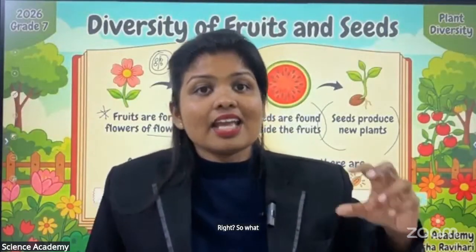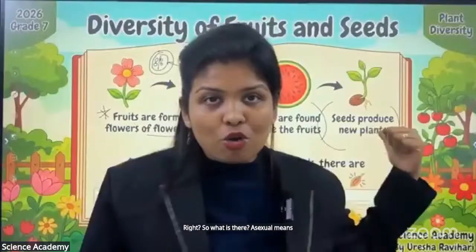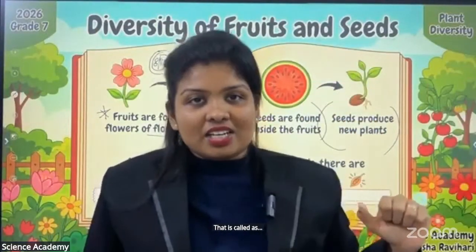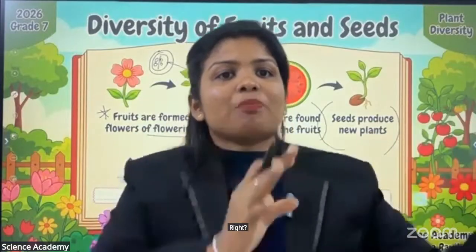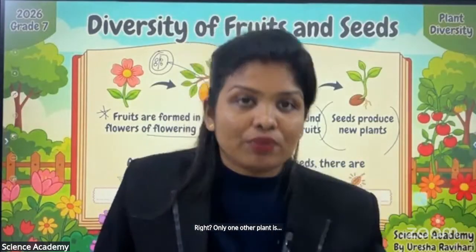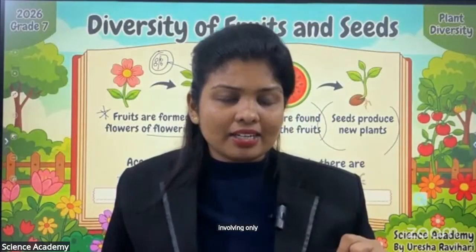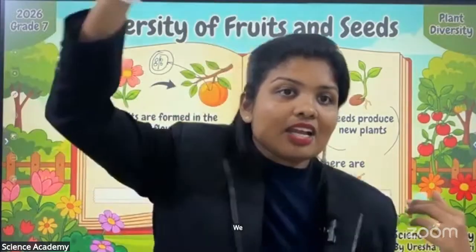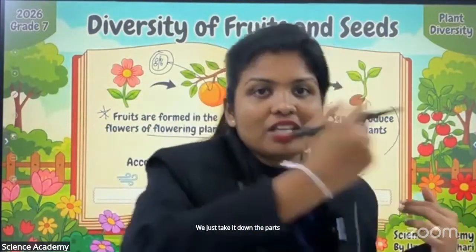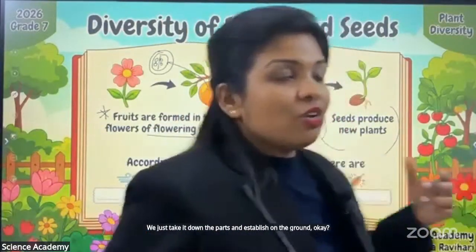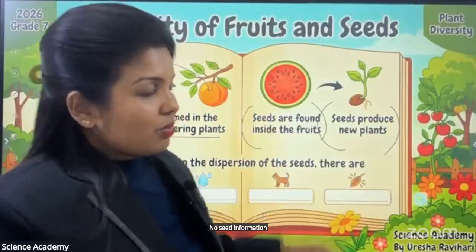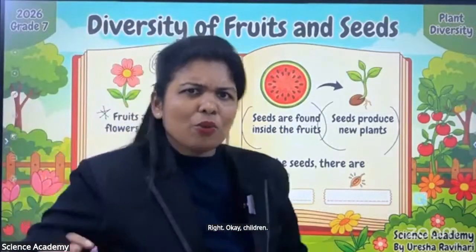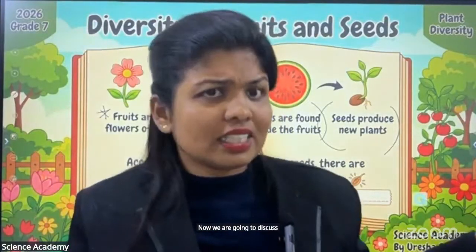So asexual means no seed formation. That is called alingika prajanana, right? Only one mother plant is involving. From one mother plant, we just take out the parts and establish them on the ground. Okay? No seed formation in that case. Okay, children, now we are going to discuss about seeds.